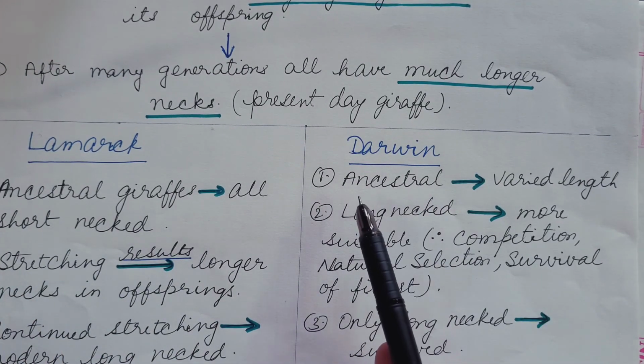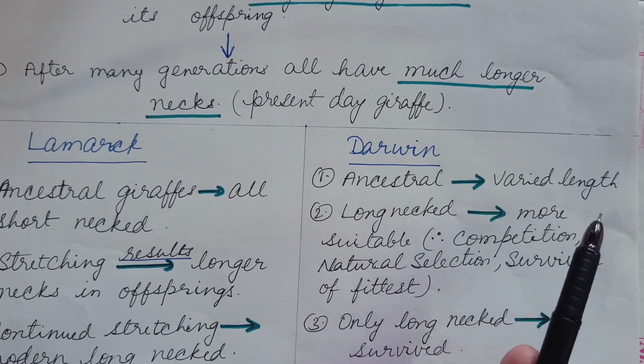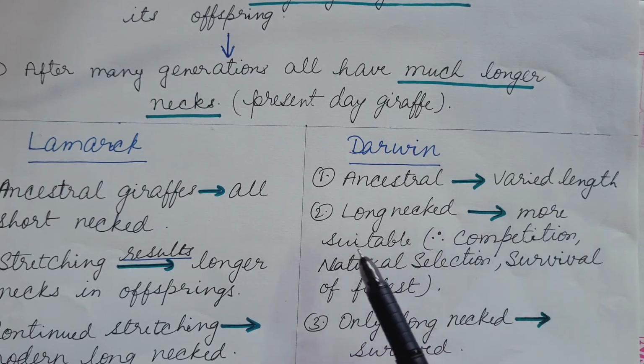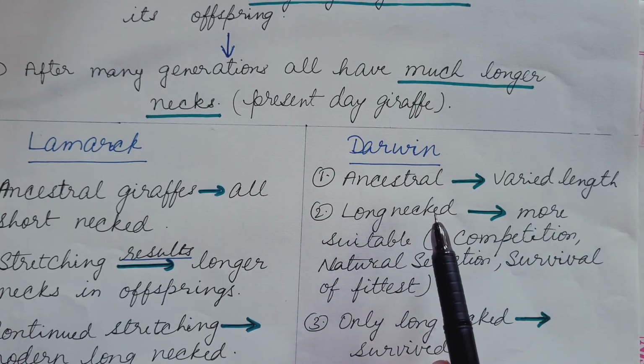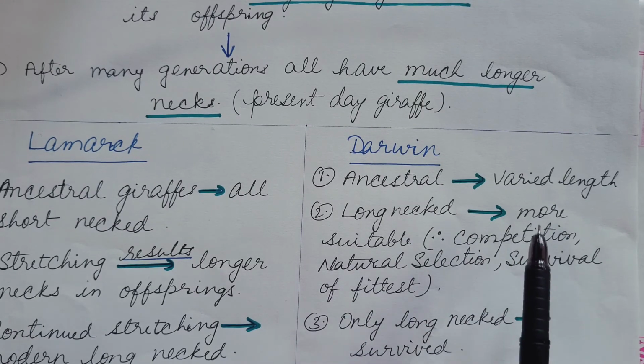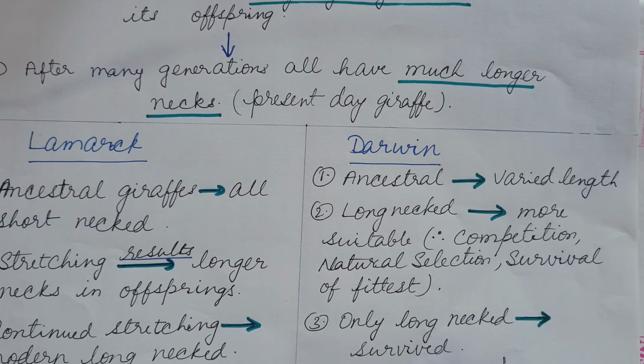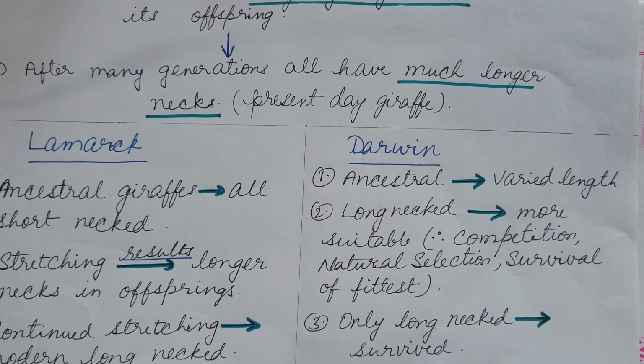according to Darwinism, ancestral giraffes had varied lengths of neck. Some were of short neck, some were of longer neck, and some had the longest neck. When food was only available at the top of the trees, long-necked giraffes were more fit, and hence they survived. Therefore, there was competition, and in natural selection, the long-necked giraffe was selected. This is known as survival of the fittest. So only long-necked giraffes survived, and thus the present-day giraffes which we see all have long necks.